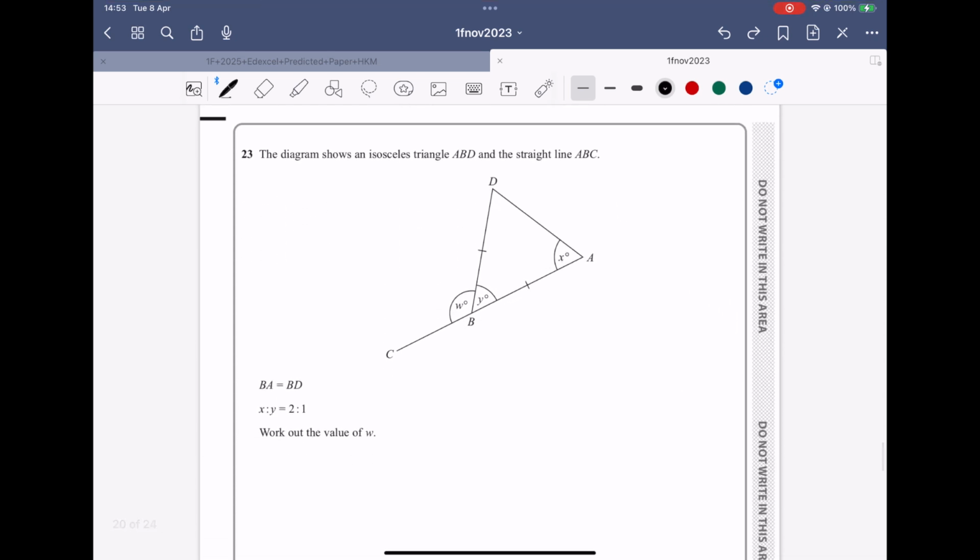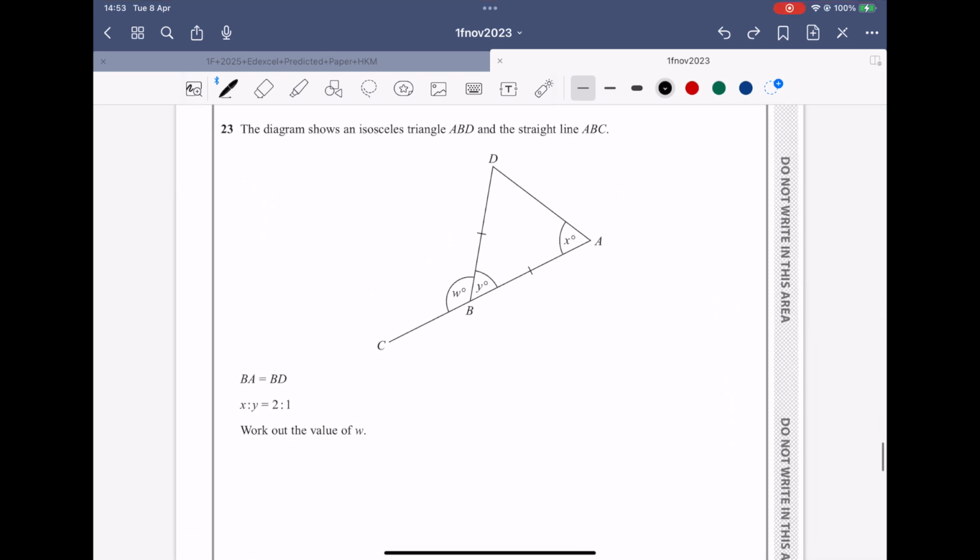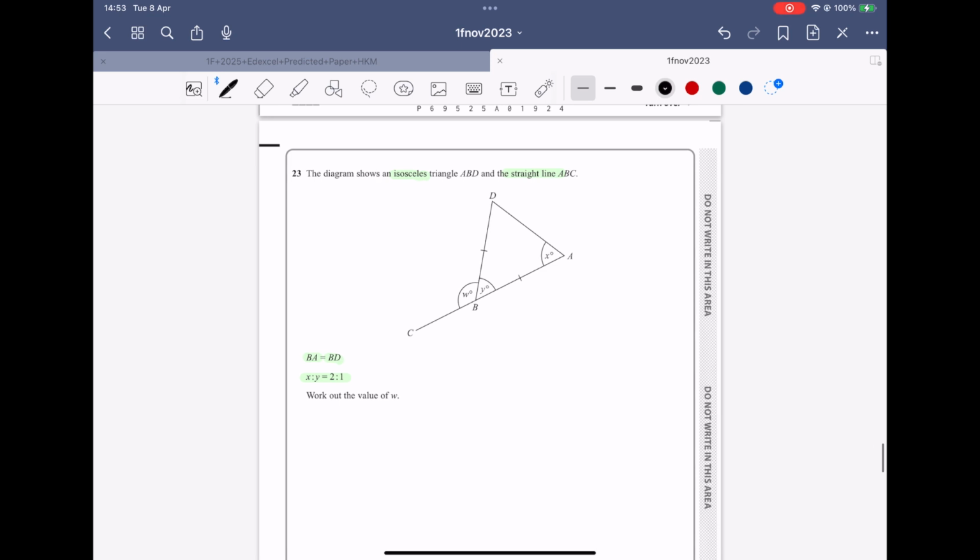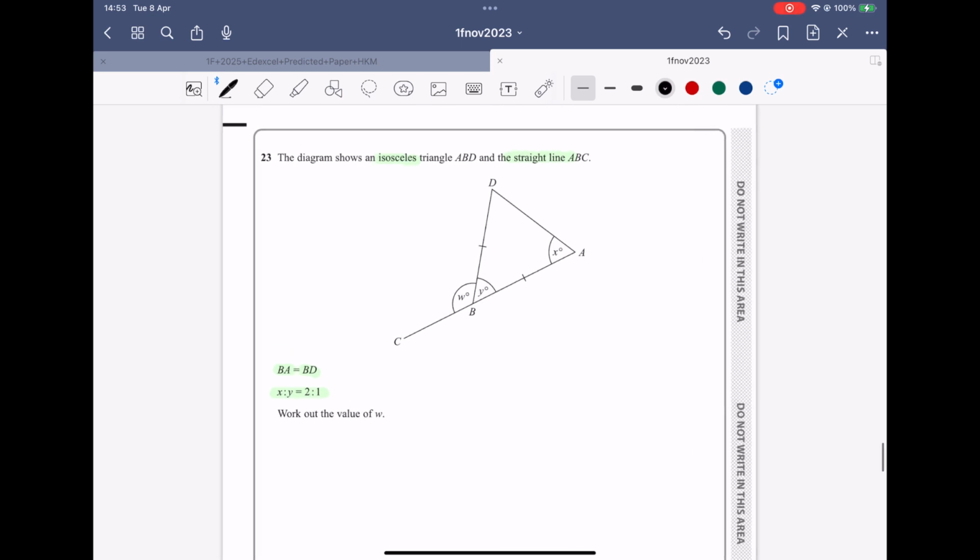Okay, 23. Diagram shows an isosceles, so that's important. We've got an isosceles and a straight line. That's important. And we have a ratio, so x to y is 2 to 1. So x is double the size of y in terms of the angles. Alright? Okay, work out the value of w. So we haven't got much information to go off, to be honest, but we have enough.